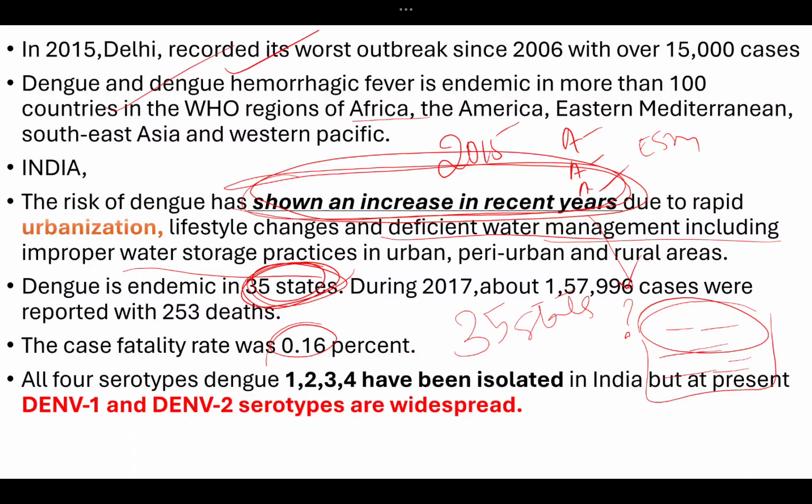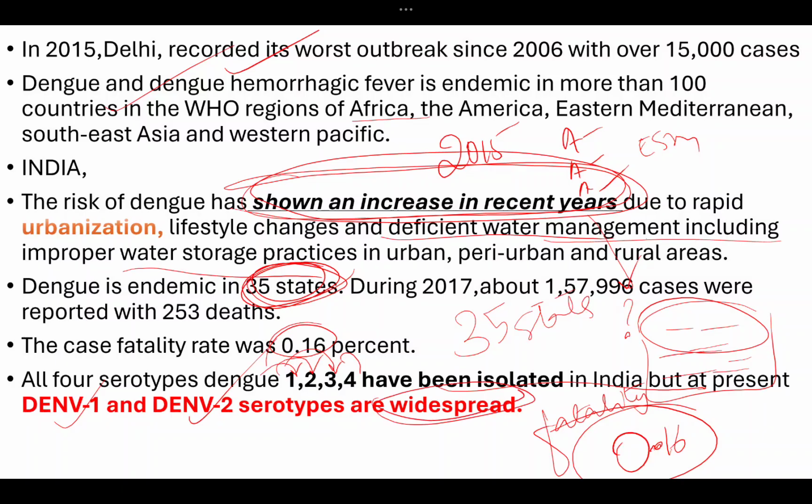The case fatality rate is 0.16%. In the first slide you saw that it is a self-limiting disease, there is not much severity, but the case fatality rate is 0.16. All four serotypes of dengue, that is dengue virus 1, 2, 3 and 4, have been isolated in India, but at present dengue virus 1 and dengue virus 2 serotypes are mostly widespread.